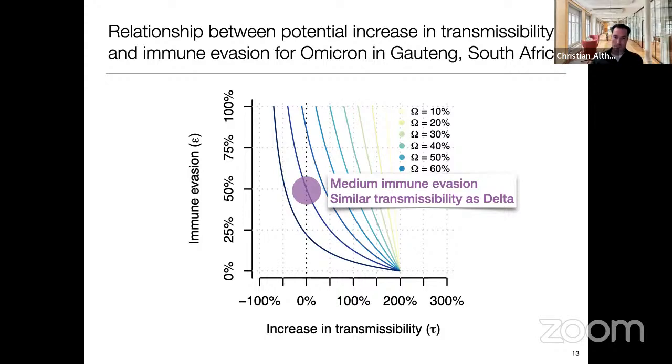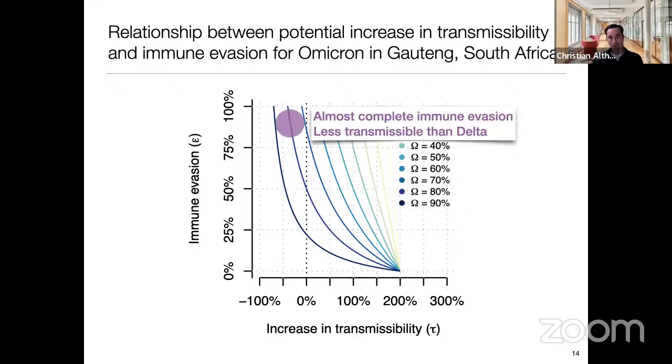previously infected individuals. And finally, we also have a third scenario in the case when the level of immunity in the population is very high, like 70, 80, or 90%, which is not unlikely, maybe in some regions of South Africa. In this case, almost complete immune evasion would actually be consistent with a reduced transmissibility of Omicron compared to Delta. So Omicron could actually be a bit less transmissible than Delta, but because it's so efficient in evading the immune response of previously infected individuals and possibly vaccinated individuals, it can still spread better than the Delta variant.